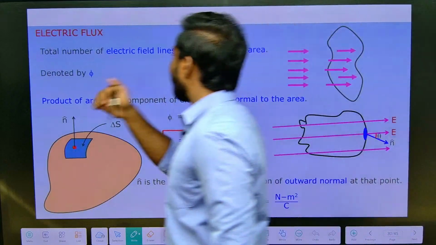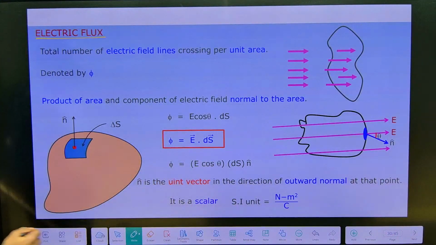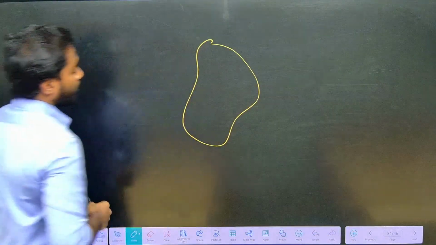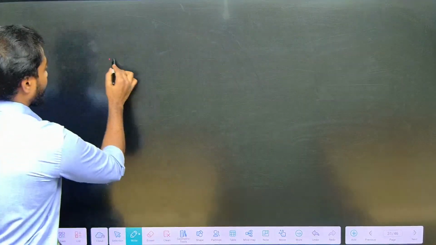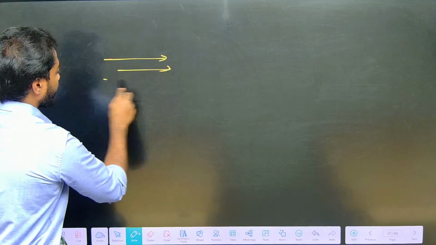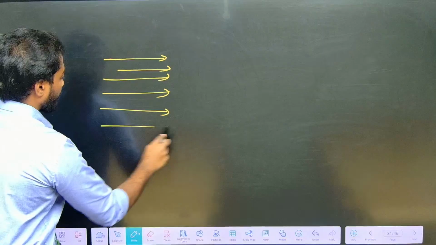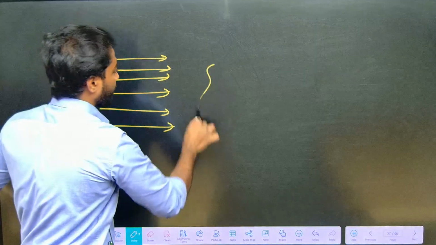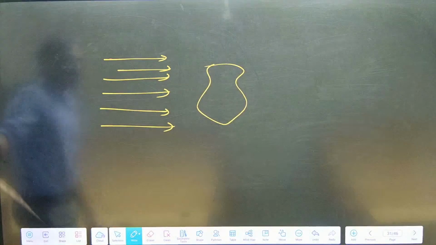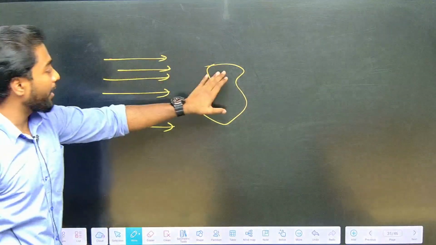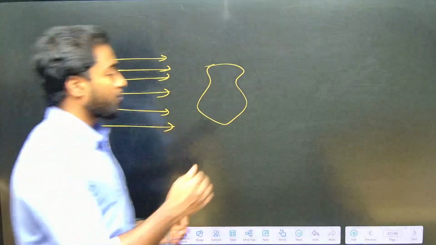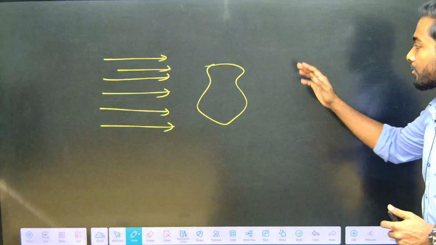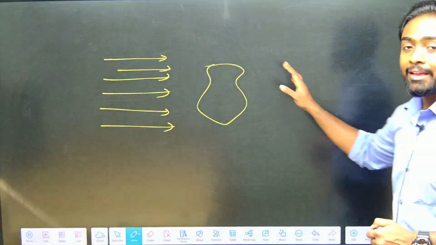The next topic is electric flux. Let me take electric field lines, and I am taking any surface here. The passing of the field lines through any surface is called flux. The amount of electric field lines passing through the surface area is called the electric flux.